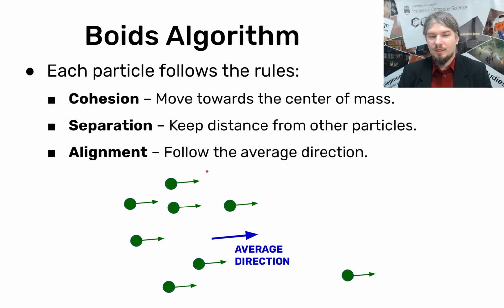entire flock. Again, you can think about birds in the sky, so they try to flock together, move towards the center of mass. They don't want to collide with each other, so they keep some distance away from other birds, and the entire flock flies towards some direction. So each individual bird tries to stay with the flock and fly also to that direction.